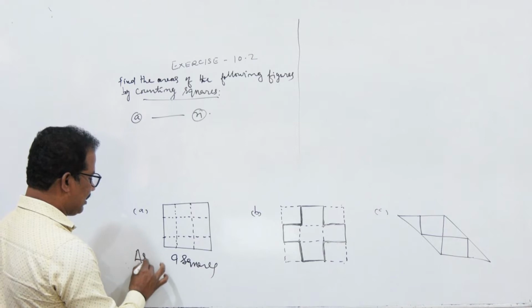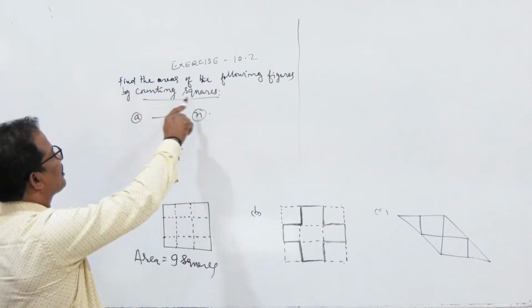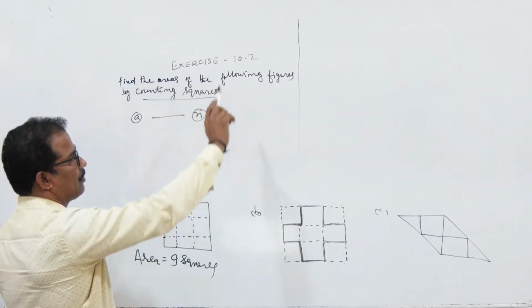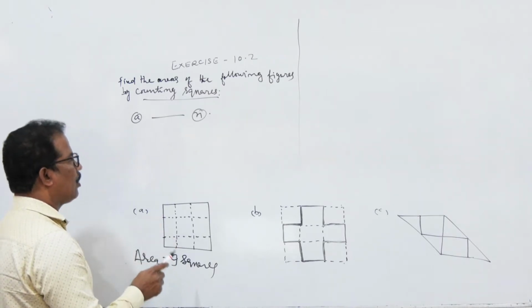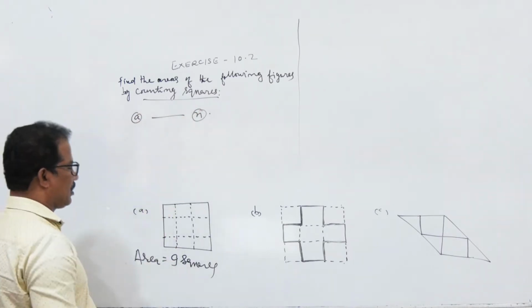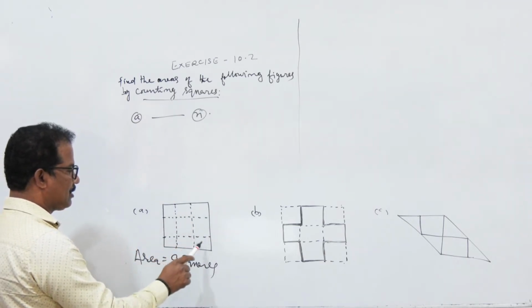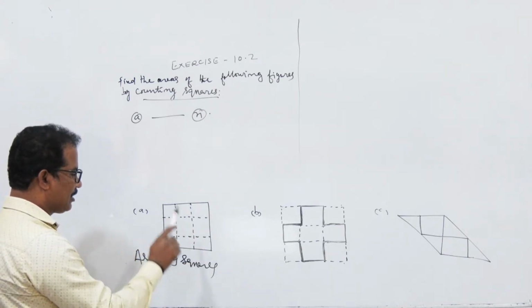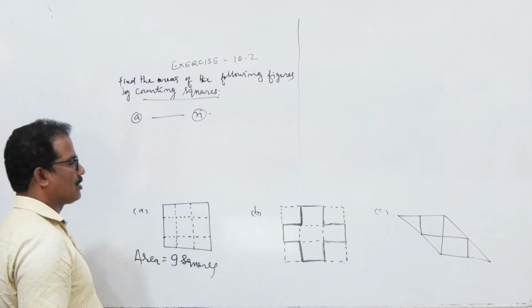So what is the area in this case? Area is equal to 9 squares, because in the question it is asked to find the area of the following figures by counting the squares. From among these figures, I drew the first figure here and explained how to find the number of squares. See here in this picture, 1, 2, 3, 4, 5, 6, 7, 8, 9. There are 9 small squares. This whole figure consists of how many squares? 9 squares. So the area of this figure is 9 squares.